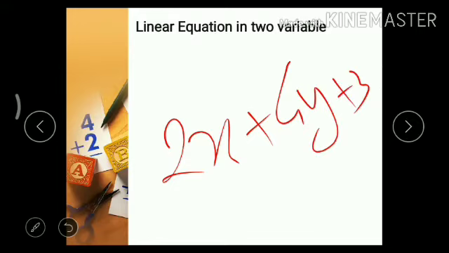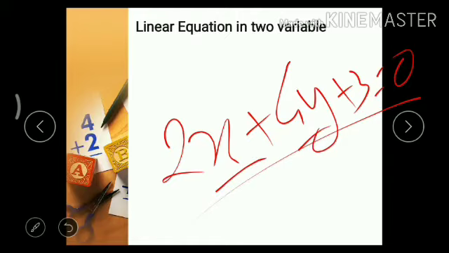A few of the examples can be written as 2x plus 4y plus 3 is equal to 0. Is this a linear equation? If yes, why it is a linear equation, and if no, why it is not. Those two questions you should know. At first, this is a linear equation. The equation whose variable's highest power is 1, those equations are called linear equations. Here you can see variable x and variable y each have power 1. So the highest power of the variable is 1, so this is a linear equation.